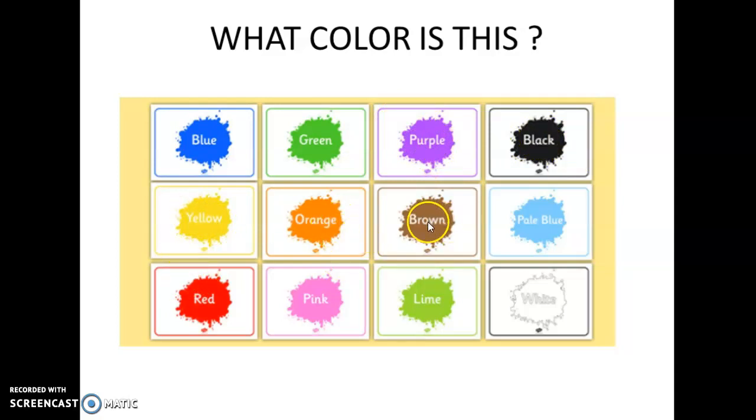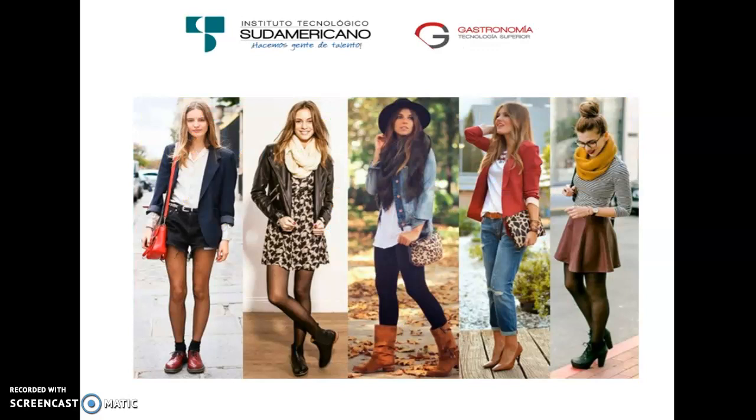yellow, orange, brown, pale blue, red, pink, lime, and finally have white, blanco, casi no se nota, claro, es blanco, no se nota mucho la letra. Acordemos que primero va el color y luego va el adjetivo. For example, you are going to describe, she is wearing a red jacket. No jacket red. Remember, it's very important to describe.